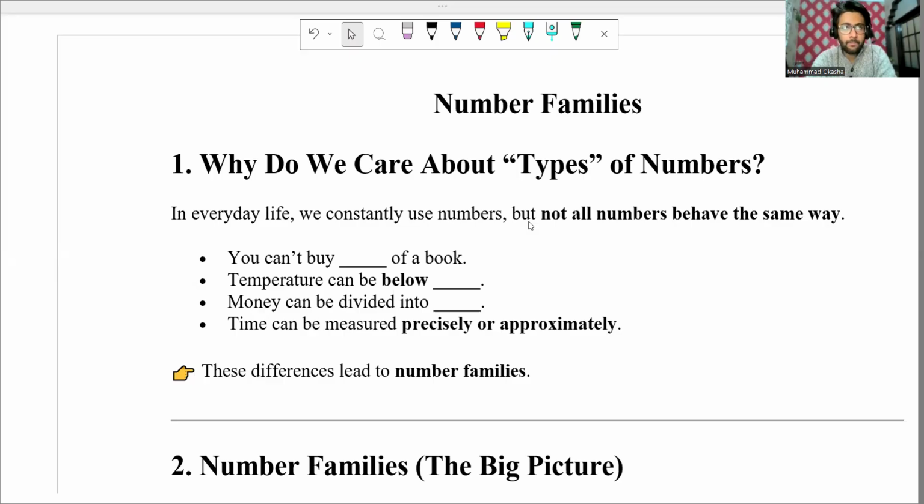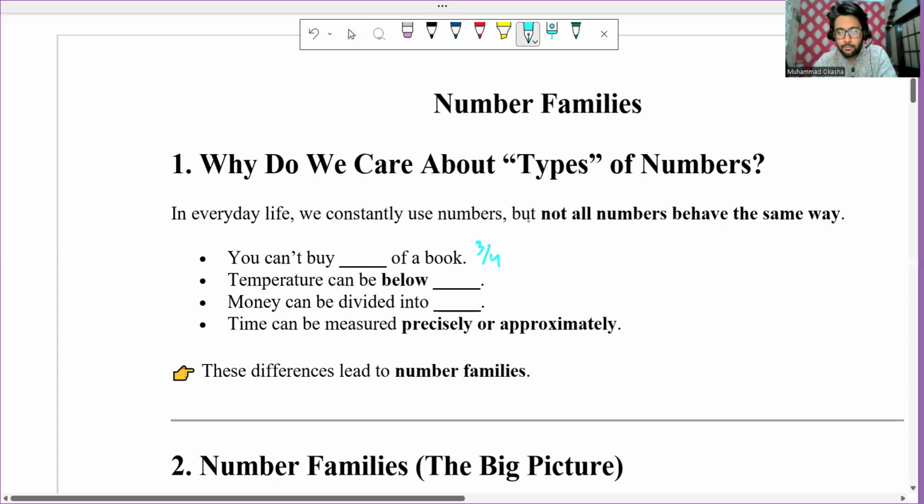So, for example, think about when you go and buy yourself a book. Can you buy three-quarters of a book? That's impossible, right? Can you go to the store and say, give me 0.35 of a book? Would it make any sense? So you can buy half of a book, or you can buy a quarter of a book. You either buy one book, or you buy two books, or you buy no book at all.